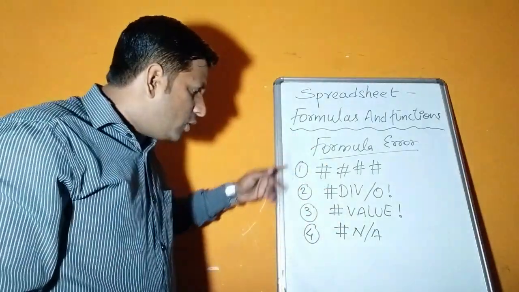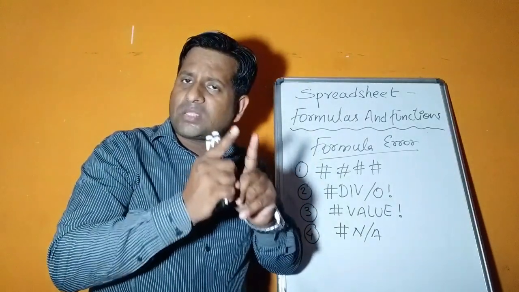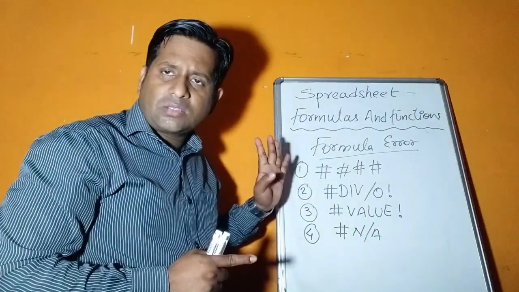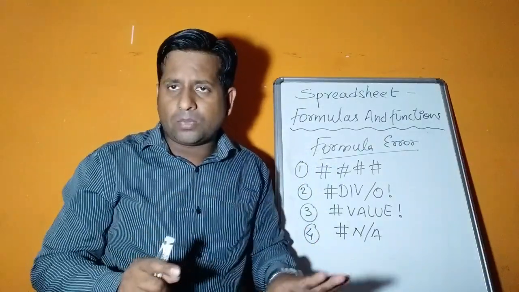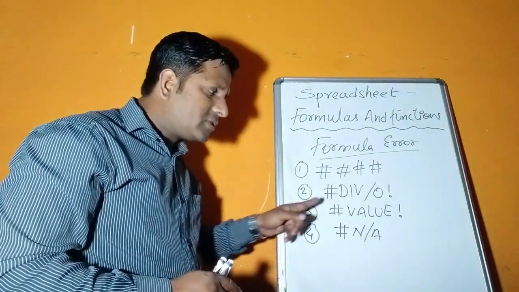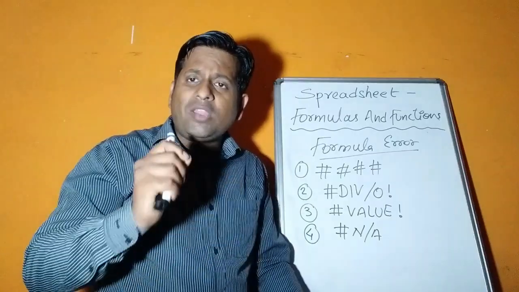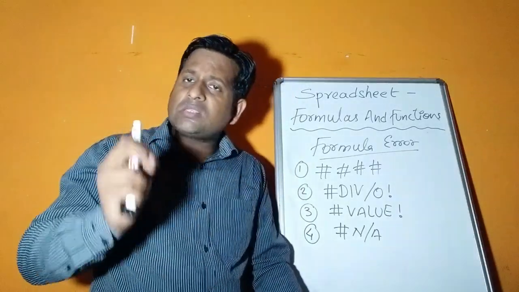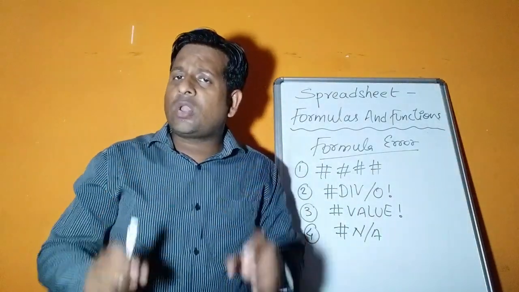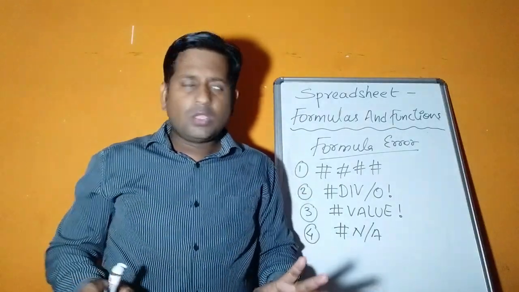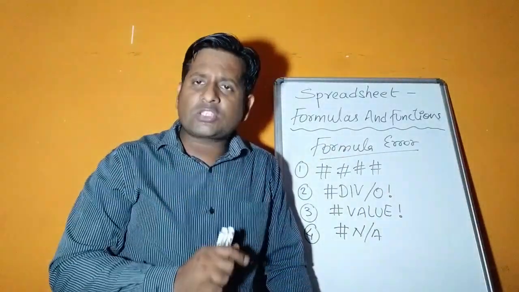So children, there are four different types of formula error. The first one, when the cell width is small and the number doesn't fit, you get hash symbols. #DIV/0! means you are trying to divide a number by 0, which is invalid. Third, #VALUE! means you are trying to do an invalid operation, using something invalid inside the formula. #N/A means you are trying to operate on data which is not available in the spreadsheet. Is this clear, children? Now see the next topic.